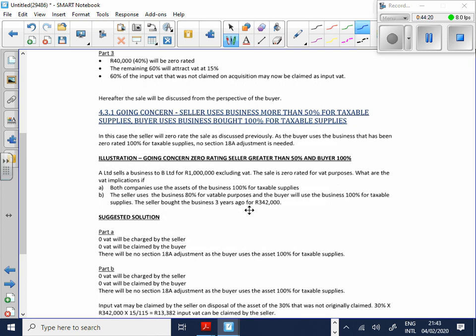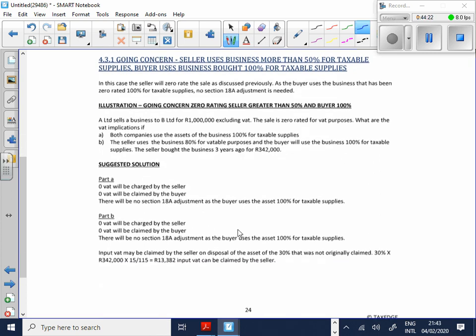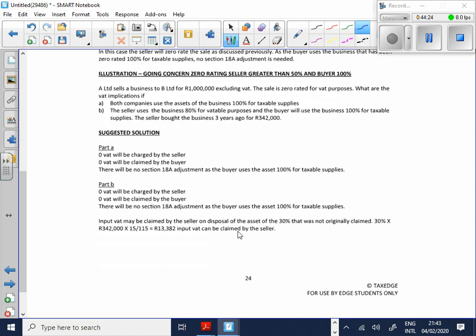It says A Limited, this illustration here. It says A Limited sells a business to B Limited for 1 million ex VAT. The sale is zero rated. What are the VAT implications if both companies use the assets 100% for taxable supplies? So zero charge by the buyer, zero claim by the seller, everything's hunky-dory because that's what would happen.